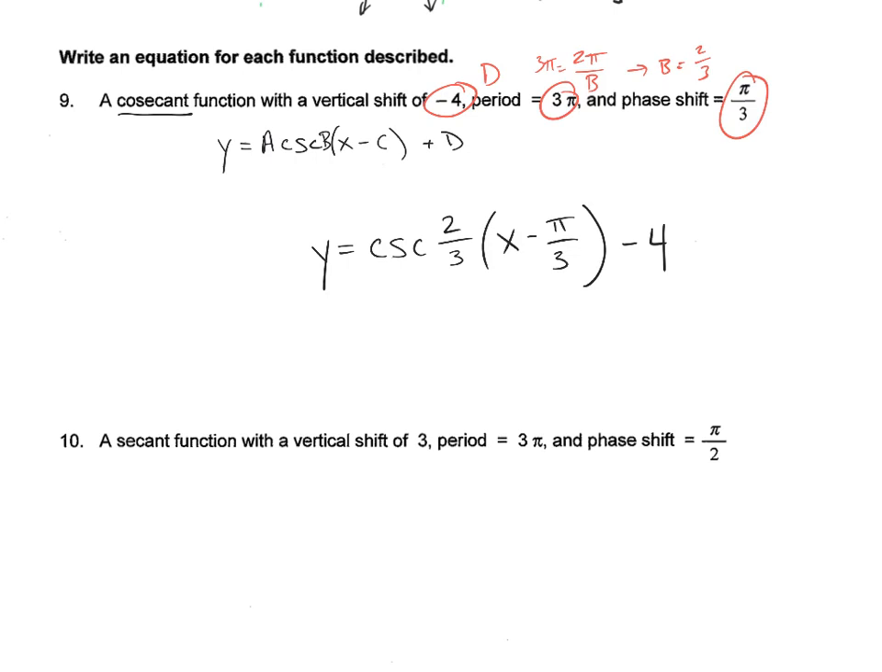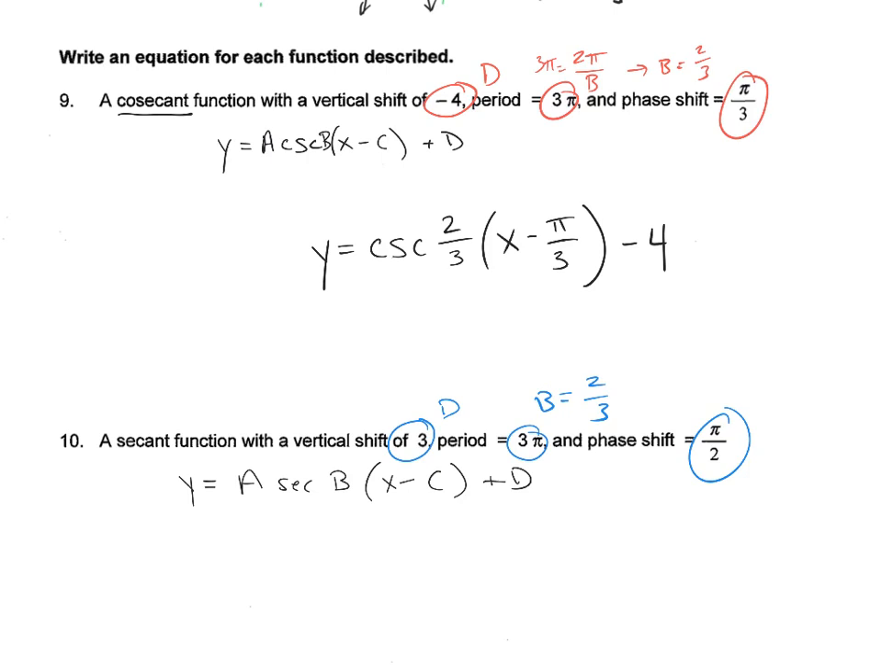Number 10 is very similar, except now we start out with a secant function. So it's going to be in the form y equals A secant, B, x minus C, plus D. We're going to identify what we have. We have a vertical shift of 3 for D, a period of 3 pi. We already did that calculation in number 9, so I know that means B equals 2/3, and a phase shift of pi over 2. That's positive, so C is a positive pi over 2.